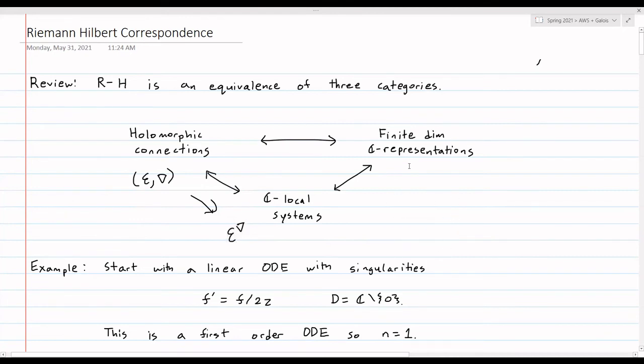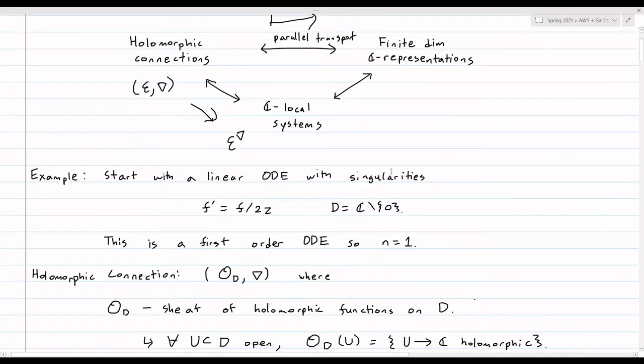So if you analytically continue around a non-trivial loop, that's how you get a finite dimensional representation of the fundamental group. Here, if you have a holomorphic connection, then you look at the horizontal sections and parallel transport those vectors. So you can look at germs of horizontal sections, and those are vectors in the stalk, and then you can parallel transport those vectors around non-trivial elements of the fundamental group, and that way you get a representation of the fundamental group. So that's the Riemann-Hilbert correspondence.